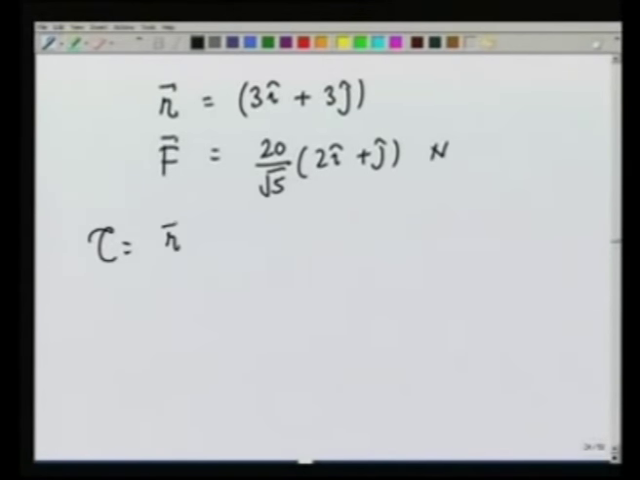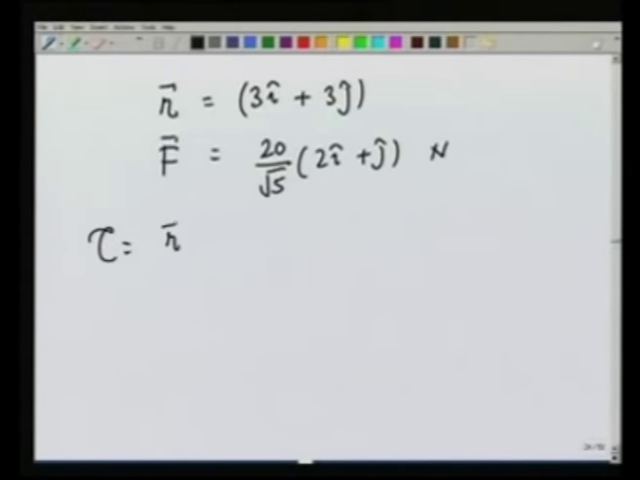However, there is a very special circumstance under which the two torques are equal, and that is when summation of F_i is equal to 0, and I am going to show that to you. Let us take two different frames O, O prime, x, y, z, x prime, y prime, z prime. Let the displacement vector from O to O prime be R.